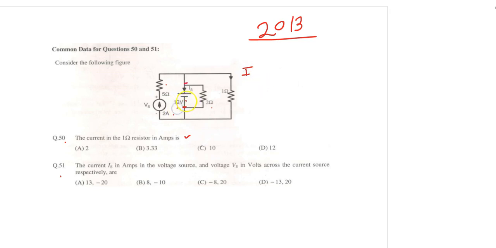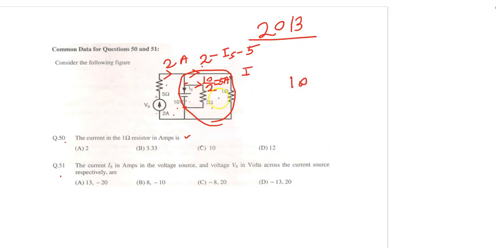You see that there is a 10 volt voltage source across the 2 ohm resistor. Current through this resistor will be 10 by 2, which is 5 ampere. Current is 2 ampere, and here current is Is plus 5. How much current is this? 2 minus Is minus 5, this current. Now apply KVL around this loop. So KVL around this loop is the 10 volt.